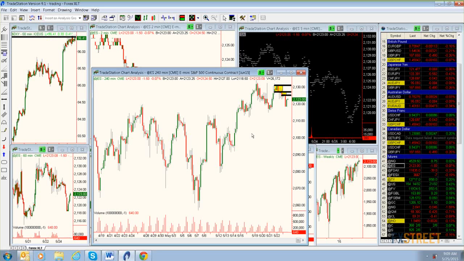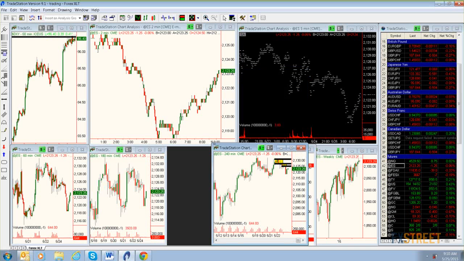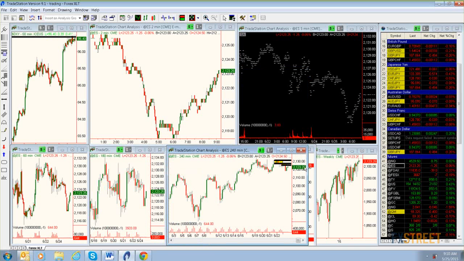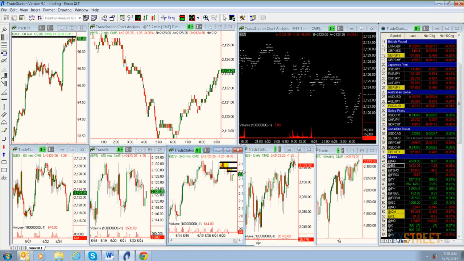So we have some conclusion. We have some fresh supply levels above, no fresh larger time frame demand levels below. That suggests lower prices in the near term. It's not to say we can't turn higher at some point, but that'll happen at demand, and that's not where prices are at right now.